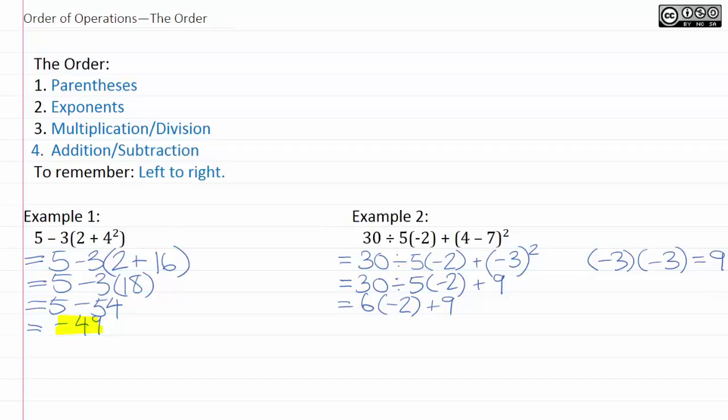And then it becomes a little clearer what to do here. Again, we have multiplication and we have addition. The multiplication obviously comes first. You should know that by now. So we'll have negative 12 plus 9, and negative 12 plus 9 is negative 3. So these are just two examples of order of operations.